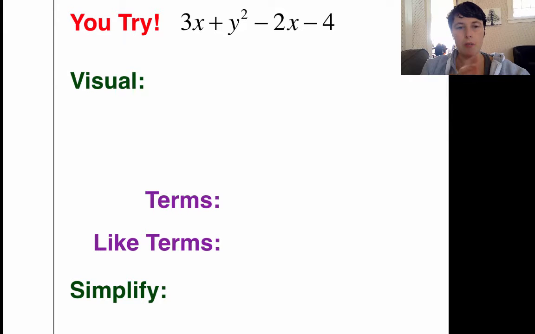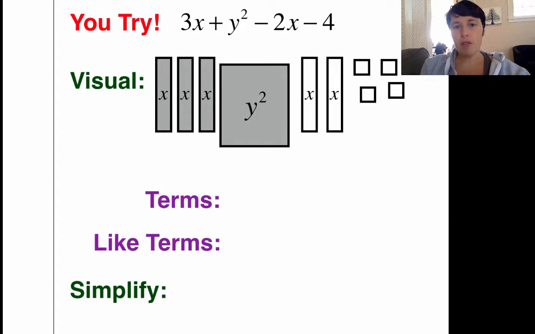All right, so I'm hoping you're unpausing the video, that you've done all your work, and you're ready to see if you got this down, if you've given it a try and you want to see if you got it right. So here's what you should have for your visual. 3 x's, a y squared, 2 negative x's, and 4 negatives. So notice the shading. The 3 x's are shaded in, they're positive. The y squared is shaded in, but the 2x and the negative 4, they're empty, they're white.